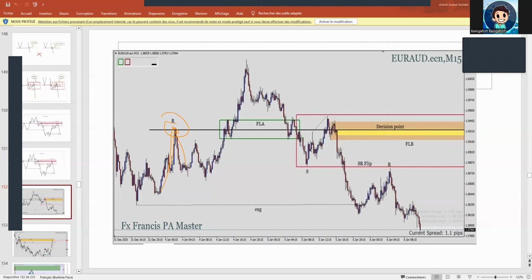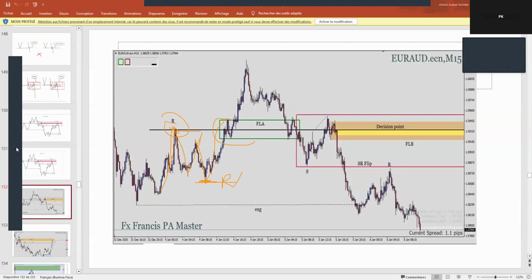Impulsive move, retracement, impulsive move, retracement. You can see this one is from below, price moves to break the resistance to create flag E. So this one is the real low. It is not that one. Okay, it is not that. This one is a mistake.